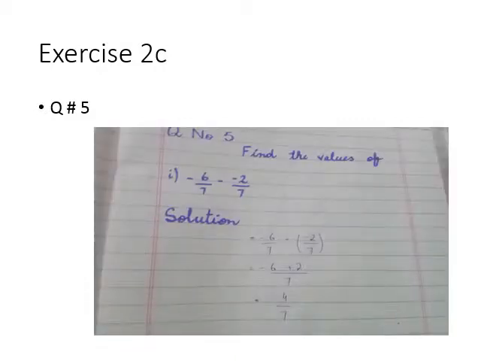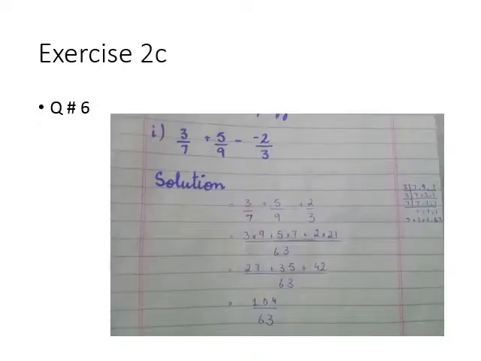Question number 5 is find the value of minus 6 over 7 minus 2 over 7. Here minus is written with 2 and a negative sign is written separately here. Minus will multiply with minus and here we will write the plus sign. So the next step is minus 6 plus 2 over 7, minus 4 over 7 is our answer.